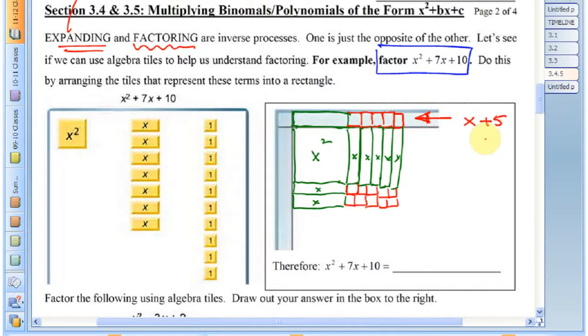Good. Okay. Now, how about the width? What does the width become? This is an X, and what do we have over here? 2. So this is now X plus 2.